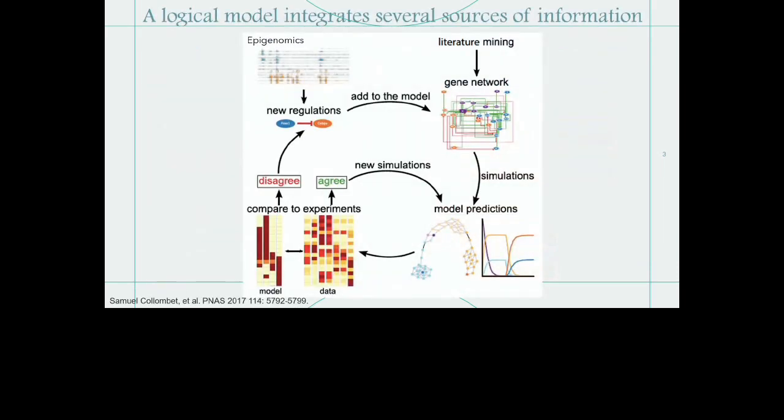To construct a logical model, first we go into the literature and search for everything known about the system of interest, and then we construct a gene network to later perform simulations and model predictions. With this, we compare with experiments. Where they are in agreement, we can perform new simulations, and where they are in disagreement, there is room to add new regulations. This information can be obtained from epigenomics. Then we add it to the model and continue performing simulations.